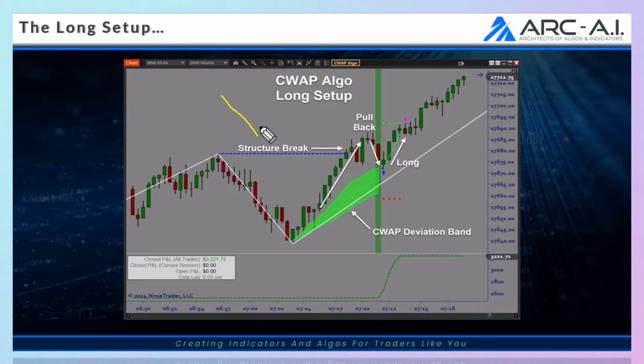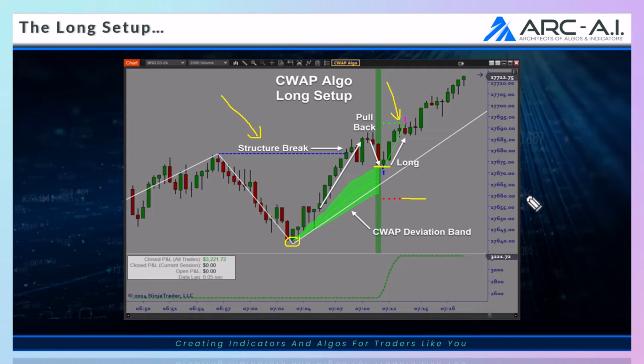Essentially, as soon as it breaks a structure level, the band is going to find the anchor. It's going to produce the trend band. We're going to get a pullback, and it's going to enter on the touch of the volume band. It's going to place your stop loss, and it's going to automatically place your targets. It's as simple as that.